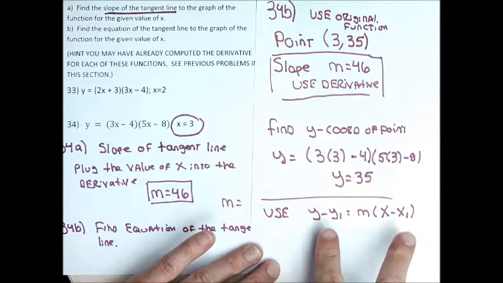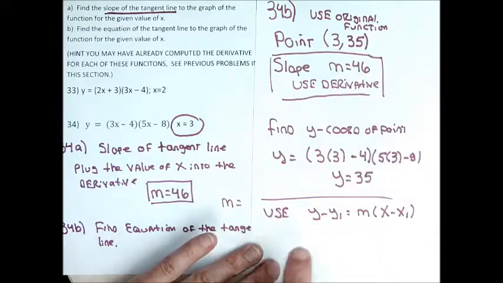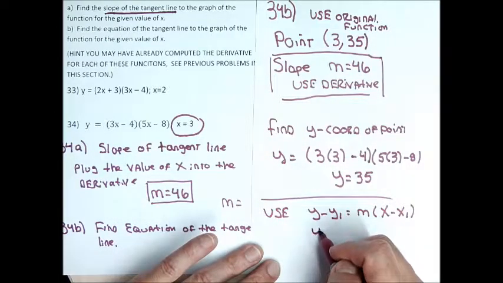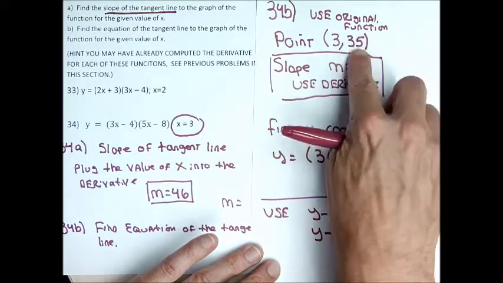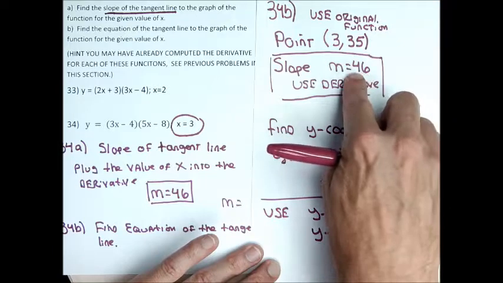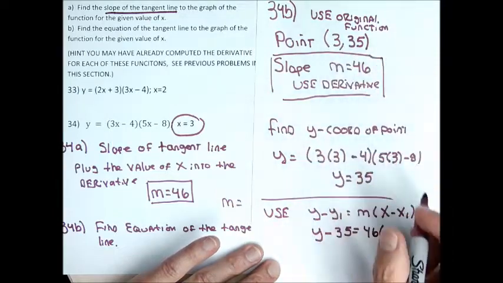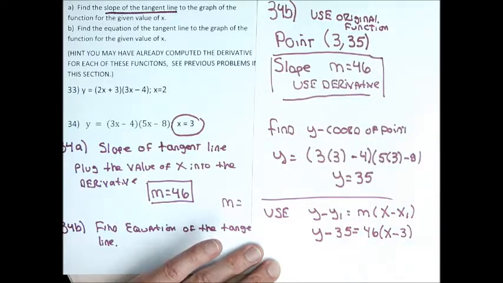So I'm going to take the 3 values I have, 3, 35, and 46, and plug them into the formula where they go to get my equation. In for y1, I'm going to put the 35 that I just figured out, the y coordinate of the point. In for m, I'm going to plug the value that I got in part A. And in for x1, I'm going to put the number that's been given to me.